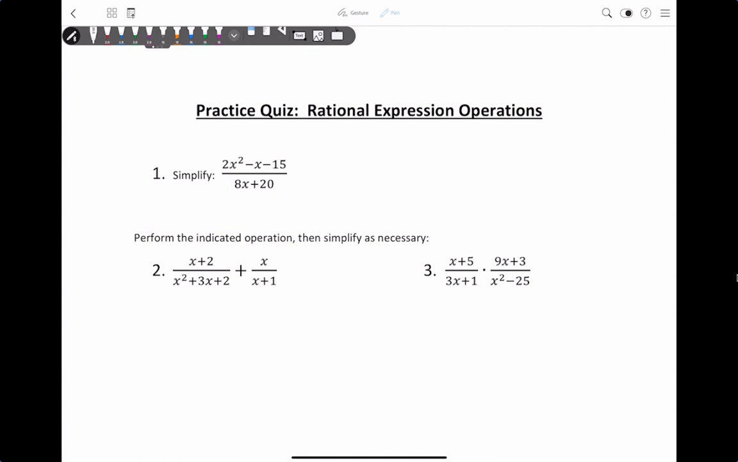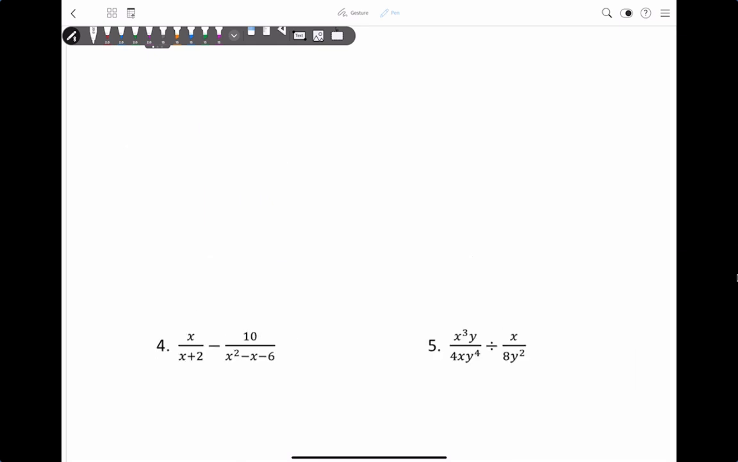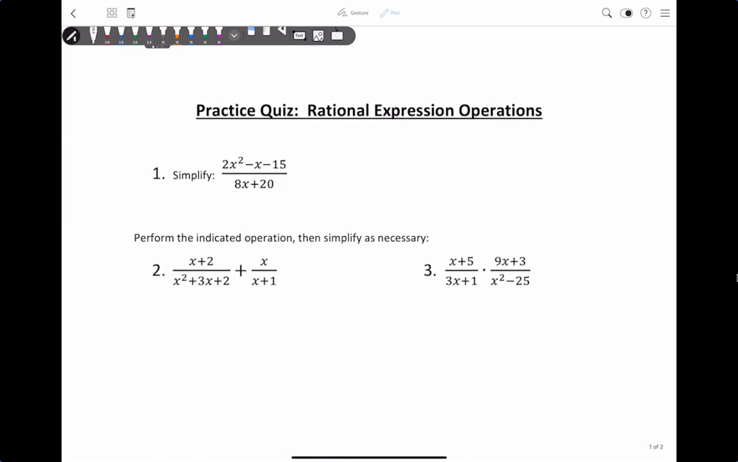Hey guys, in this video we're going to do a practice quiz together, and it's dealing with rational expression operations. Like number one, you're just going to simplify this rational, and for two, three, four, and five, you're either going to add, subtract, multiply, or divide rational expressions. Okay, so let's go ahead and begin.